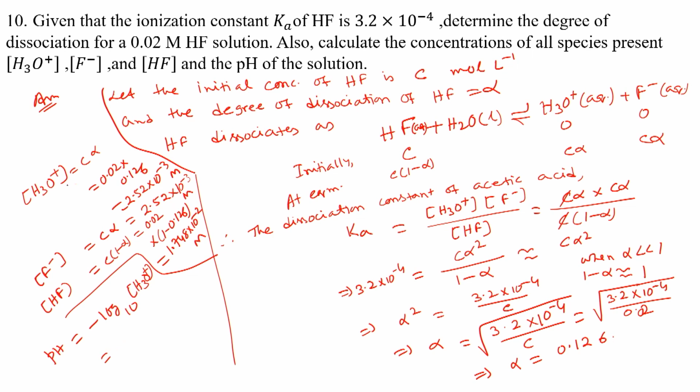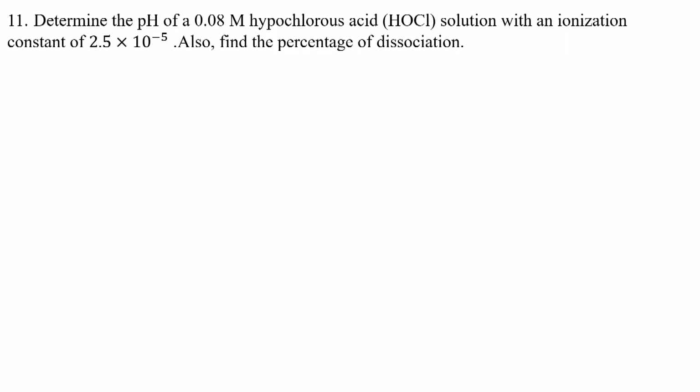Now the concentration of H3O plus we already calculated, so pH is minus log base 10 of 2.52 times 10 to the minus 3. If you simplify this, we get the value of pH. pH is 2.60. So this is the pH of the solution. Next we discuss problem number 11.